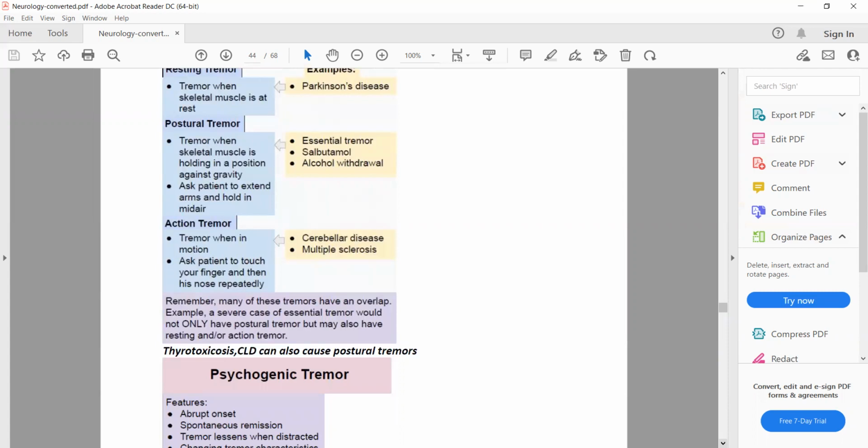Essential tremor does not disappear when the patient is distracted, while psychogenic tremor disappears when the patient is distracted, because its origin is psychogenic. So if the patient's attention is diverted or the patient's mind is focused on something else, then psychogenic tremor disappears. Another differentiating point is that essential tremor improves with alcohol use.